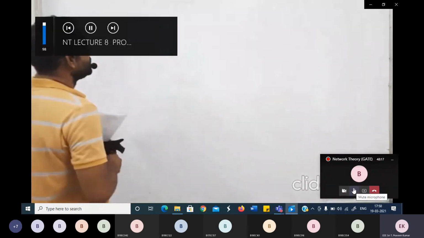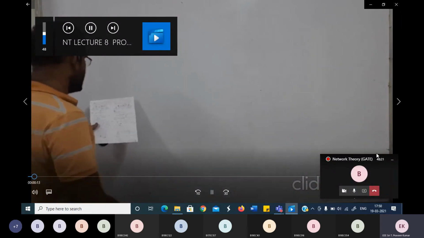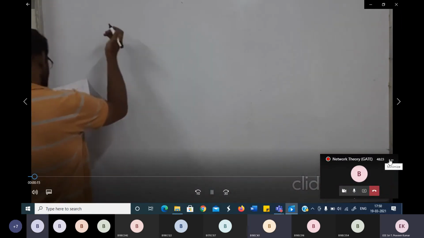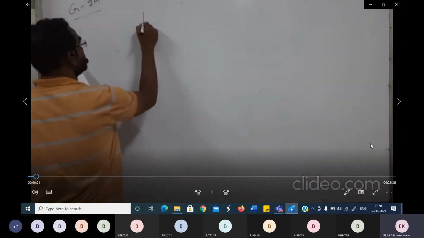Let us see some more problems which are asked in the GATE examination. What we have discussed so far. This is asked in GATE for 2 marks. Now look at the circuit.